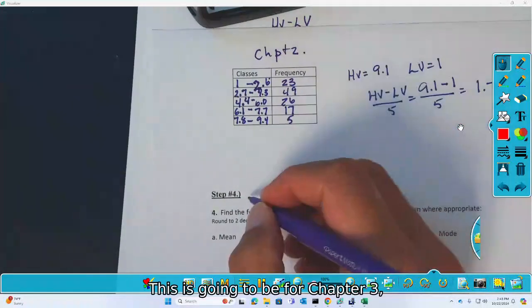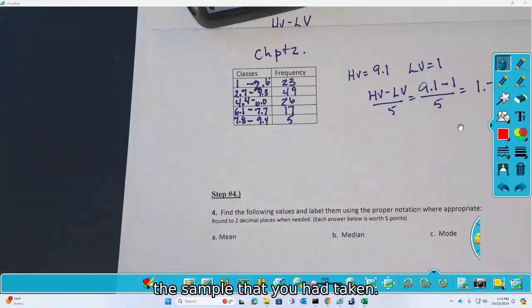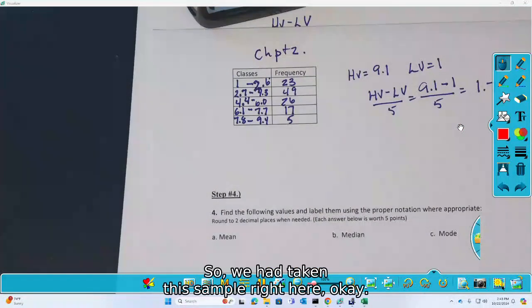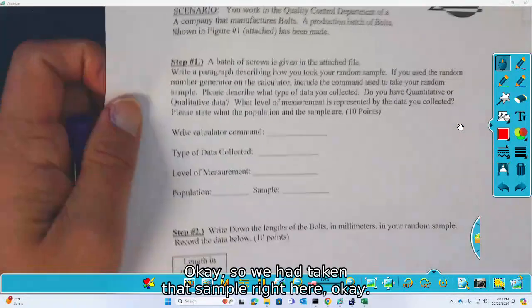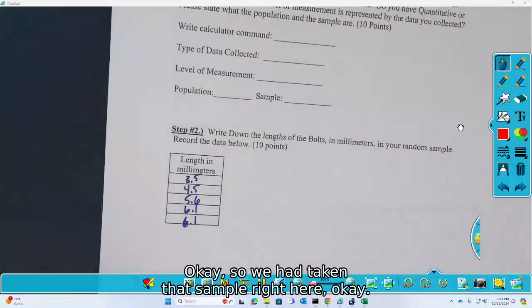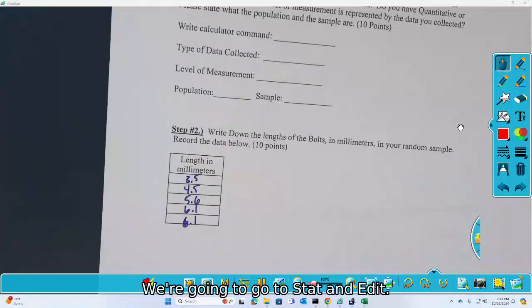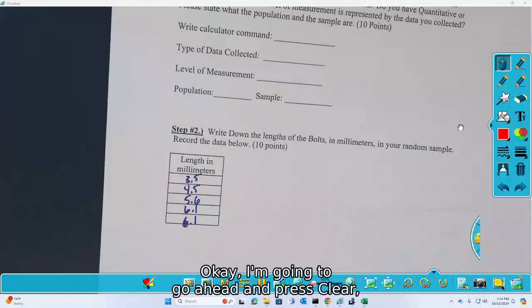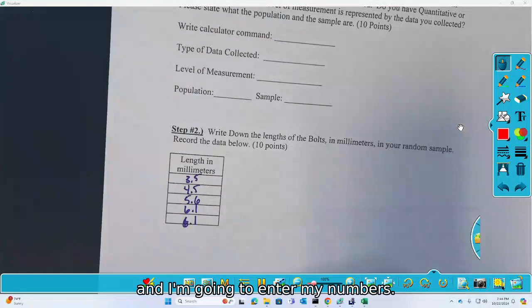This is going to be for chapter 3, and you're going back to your original data, the sample that you had taken. So we had taken this sample right here, okay? Let me see where it is. Okay, so we had taken that sample right here. So what we're going to do is go over here. We're going to go to Stat and Edit. Okay, I'm going to press Clear, and I'm going to press Clear here, and I'm going to enter my numbers.